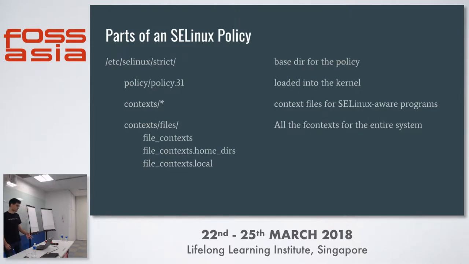The base parts of the policy get loaded into the kernel when you boot. So if you look in /etc/selinux/strict, you'll see policy.31. That's the 31st version of the policy, so that's the current one. Then in contexts is a bunch of files that have the file contexts around different parts of the file system. So when you boot, policy.31 is the file that actually gets loaded into the kernel. The other ones are used by user space to relabel things and check different things. So policy.31 is the one that's loaded.